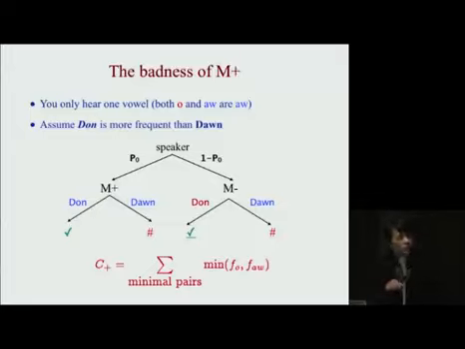So therefore, if you use the merger system, the probability of you failing would be the smaller of the frequencies of those minimal pairs over all minimal pairs. So that's the expected probability of failing when you have a merger system.